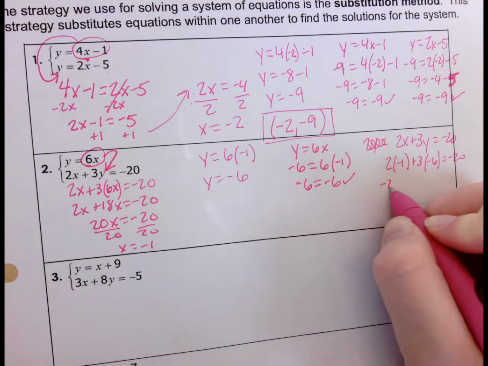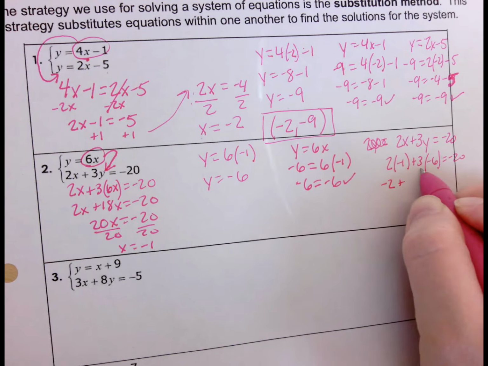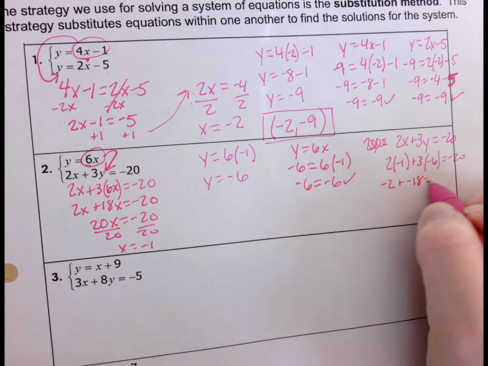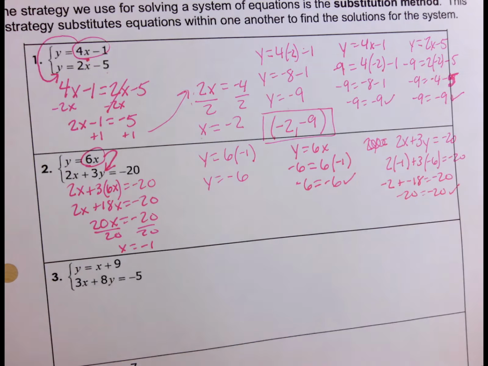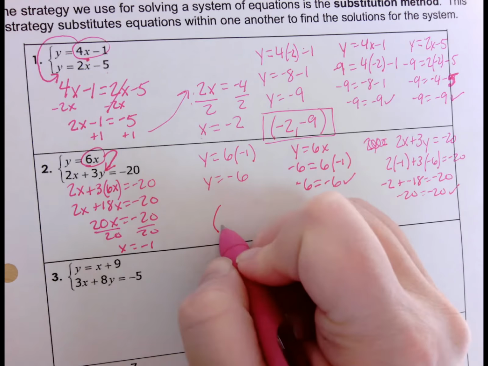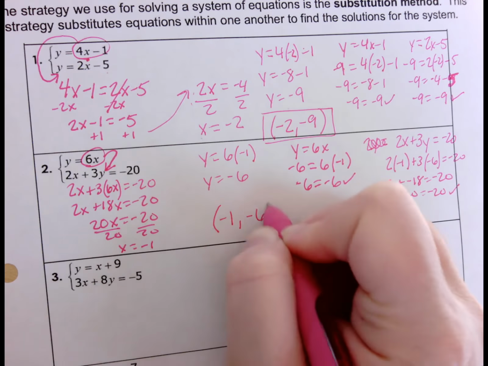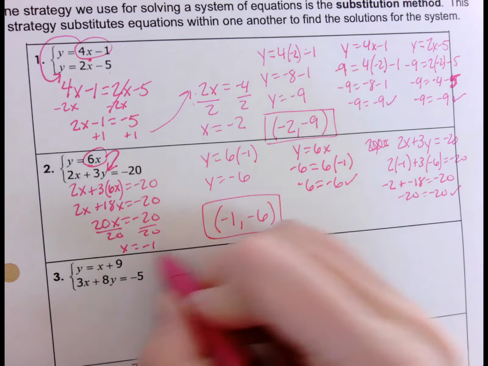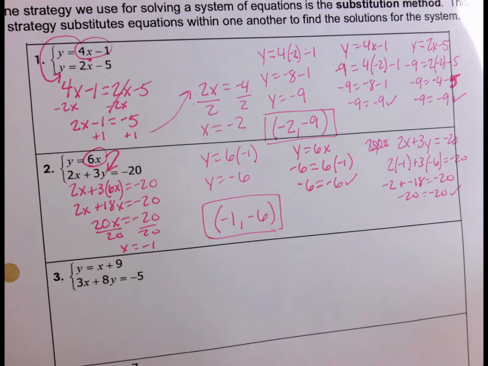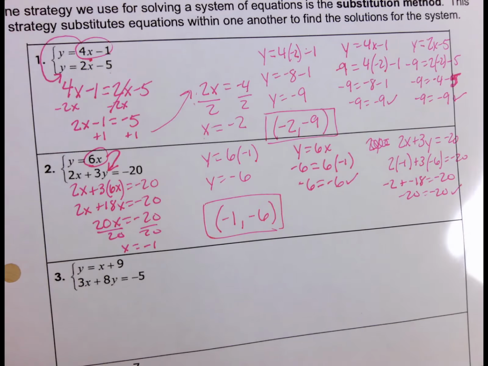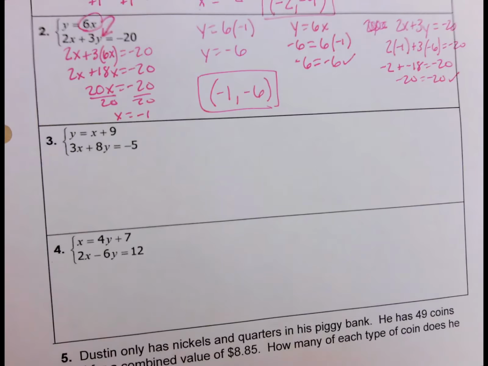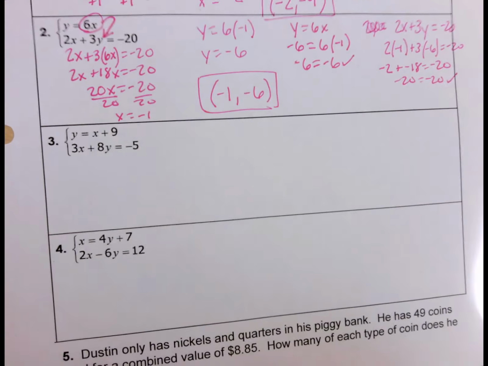2 times negative 1 is negative 2. 3 times negative 6 is negative 18. And if I add that together, I do get negative 20, so that does work. And so my answer ends up being negative 1 and negative 6. X is negative 1, y is negative 6. Remember, always write it x and then y. Okay? All right, so then we move on to another question.